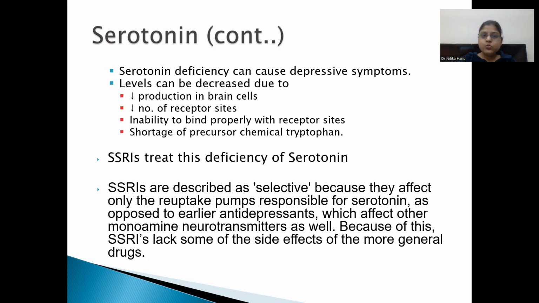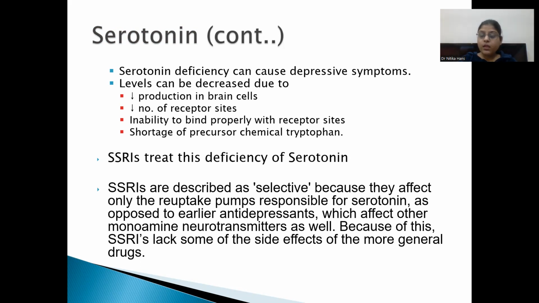Levels can be decreased due to decreased production in brain cells, a decrease in the number of receptor sites, inability to bind properly with receptor sites, or a shortage of the precursor chemical tryptophan. So SSRIs treat this deficiency of serotonin.